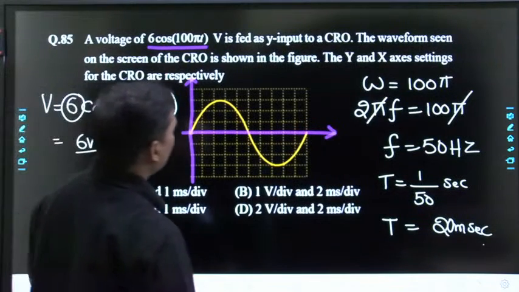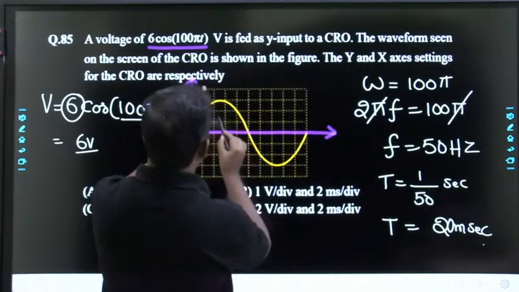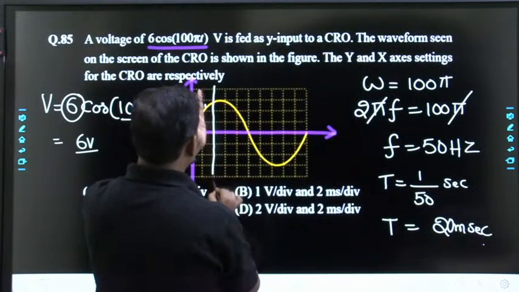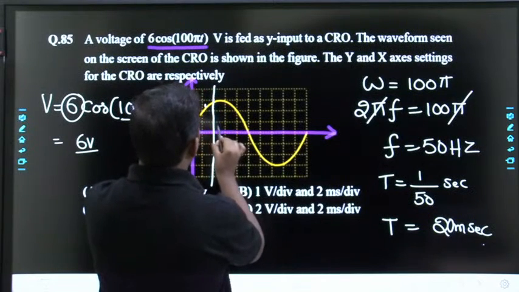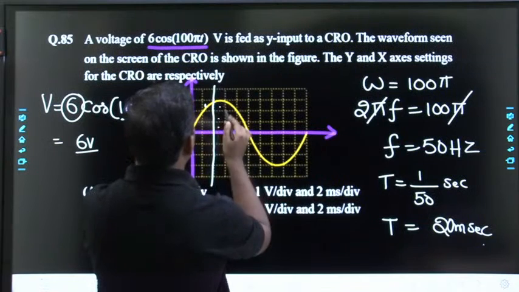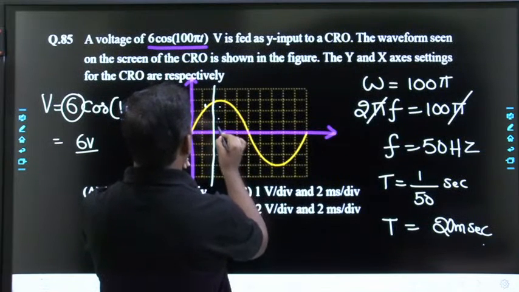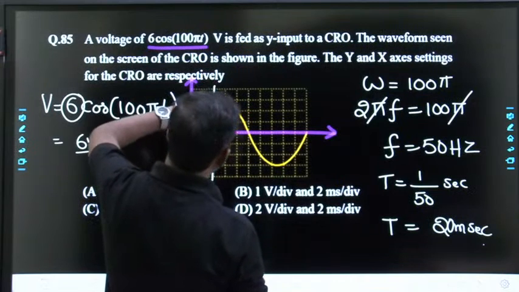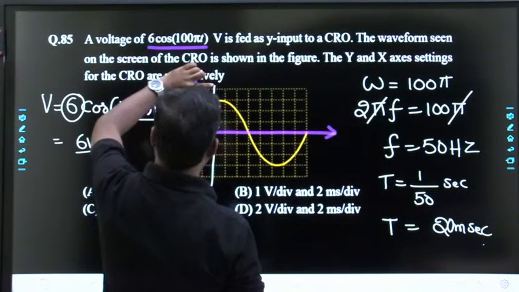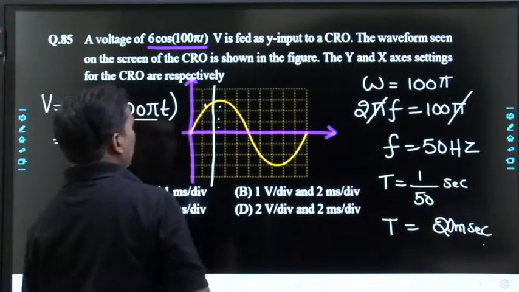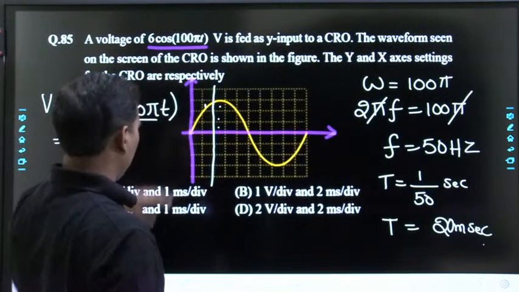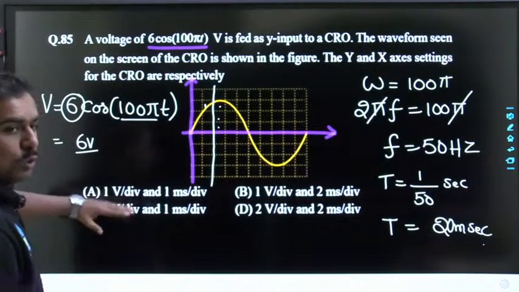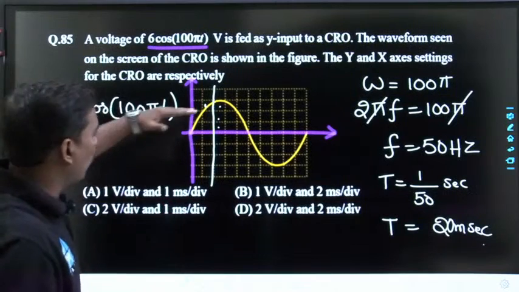So first let us see how many are there. If you take like this, actually cos signal na, so 1, 2, 3. So these are the 3 blocks. So 3 blocks should cover 6 volts. That means each block will cover 2 volts. Yes or not? Each block will cover 2 volts.